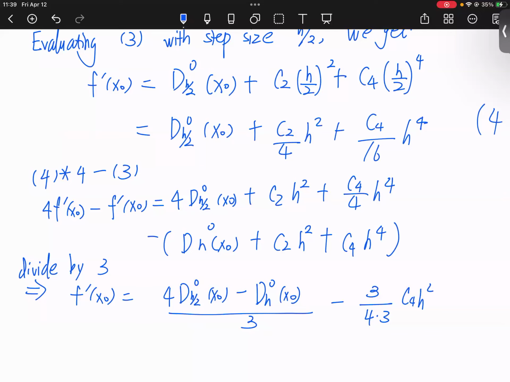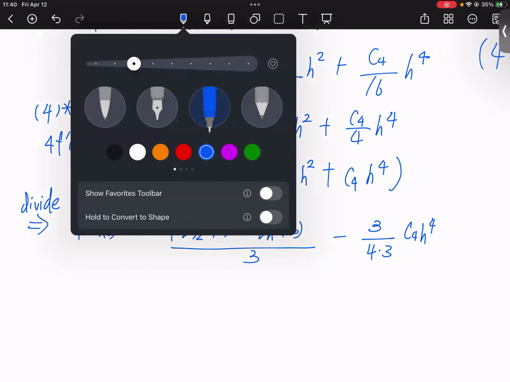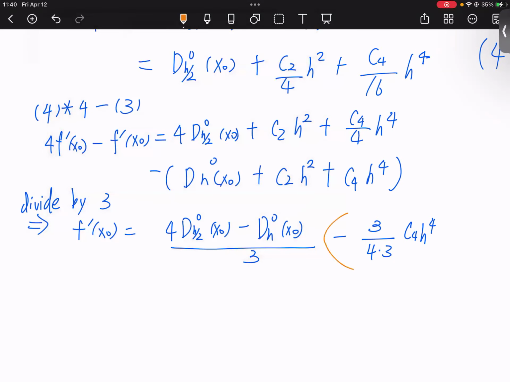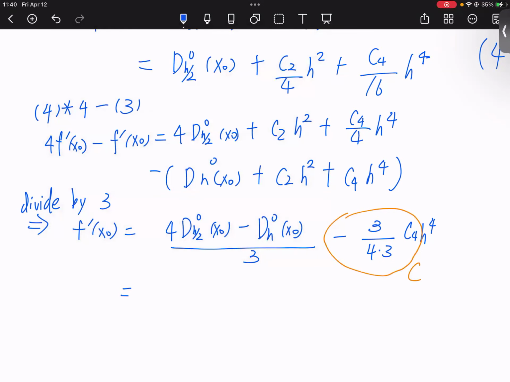C4, H4. So at the end, I'm going to write down the whole thing here, and I give it another notation here, and then just this constant C. And it's just a constant. There's nothing very important for this constant, so I just denote it with another constant sign here.